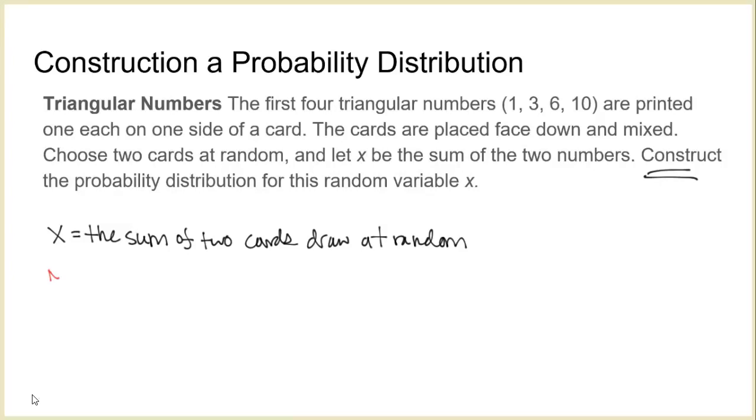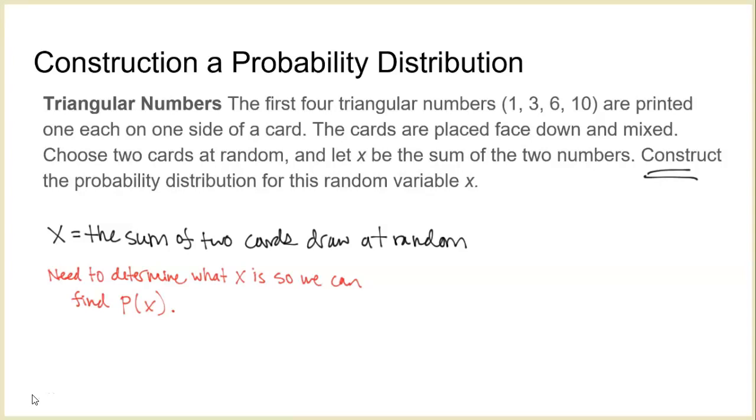And again, that's discrete, right? It's countable. It has a finite number of possibilities. So this is definitely something that represents a discrete situation. So what we need to determine is how can we find the value of x, and then how can we find the probability of that value? Because that is what will help us construct our probability distribution.